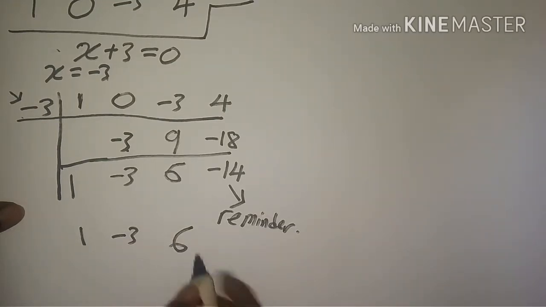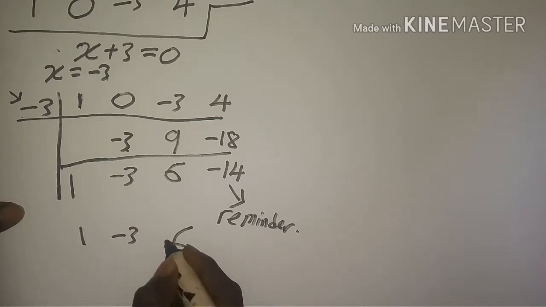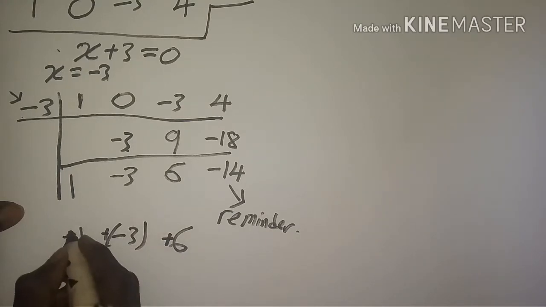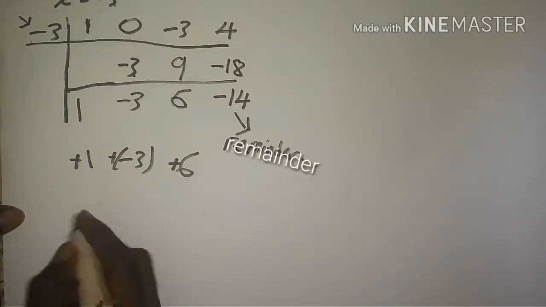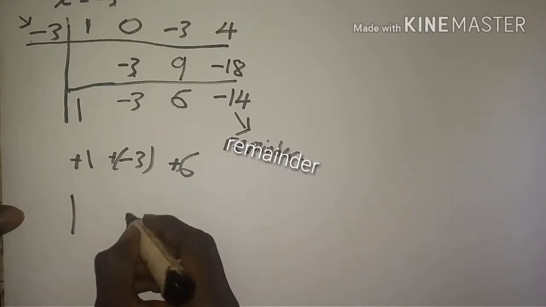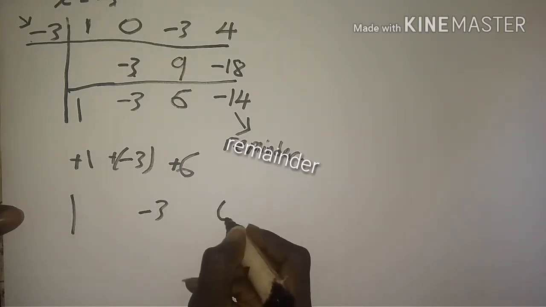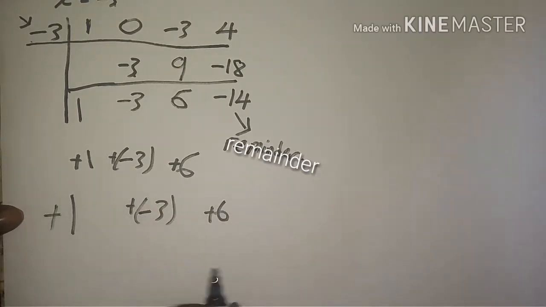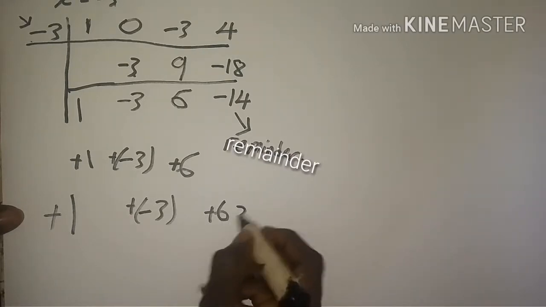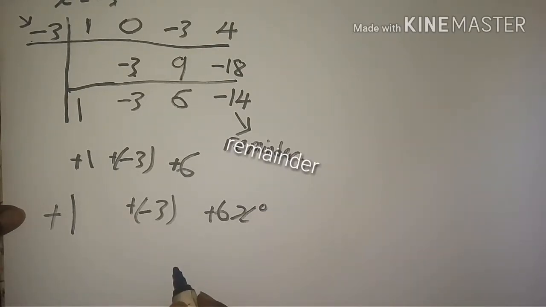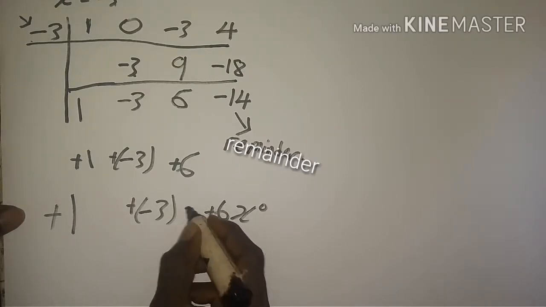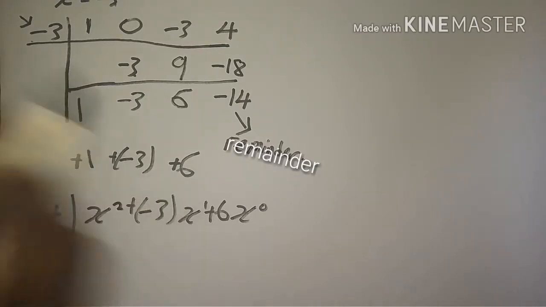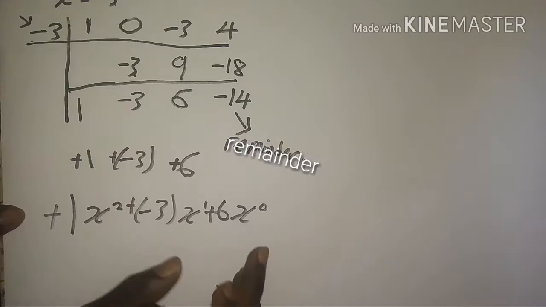What I want to do with this now is to put plus at the back of everything. So I'm going to put plus here, here, and here. I'm going to make the gap in between bigger. So 1, minus 3, and 6. Then I'm going to start from this one and put x to the power of 0. Then the next one, I'm going to put x to the power of 1. And this one, x to the power of 2. That is what you're going to do.